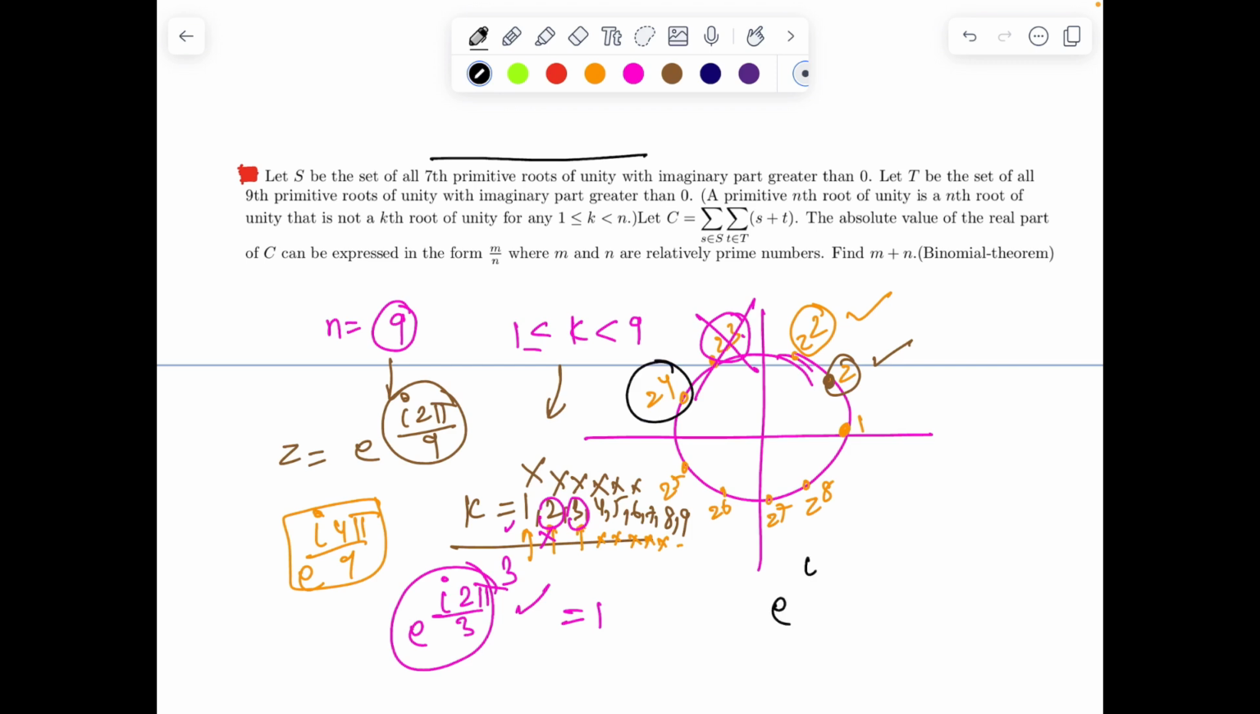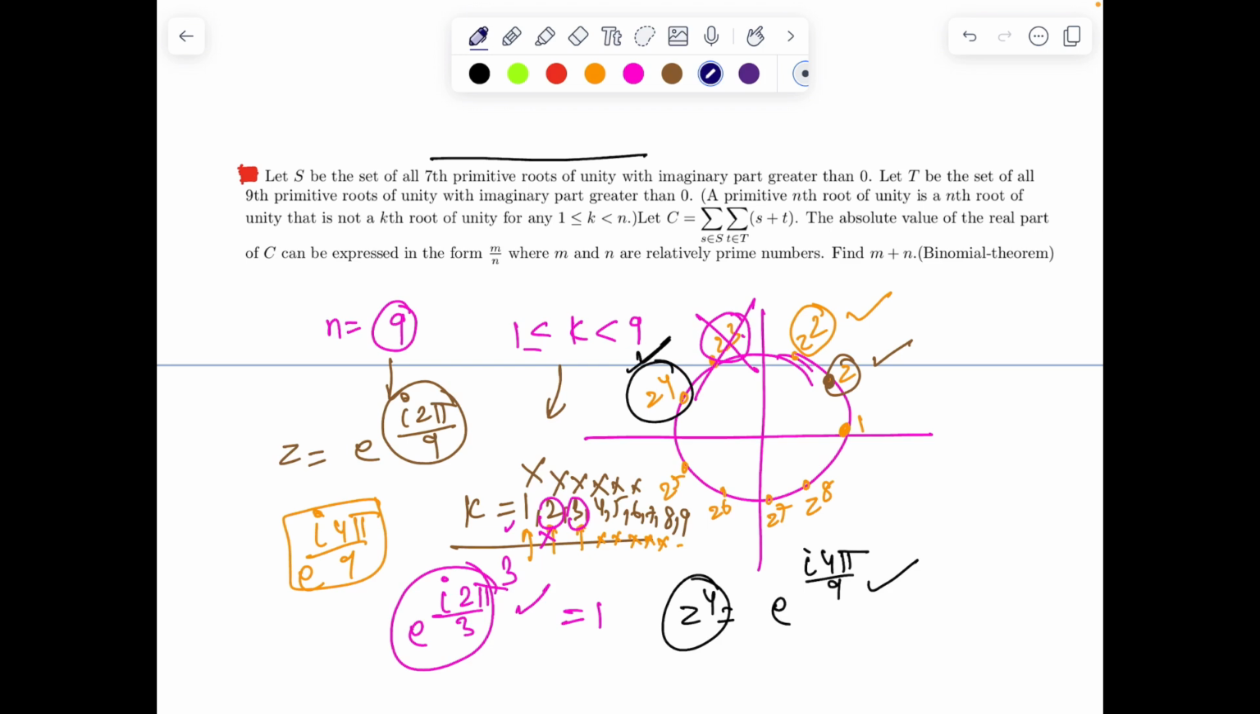Make sense? Similarly, if we check z4, it will become e to the power i 4 pi by 9. Now again try whether its power 1, power 2, power 3, 4, 5, 6, 7, 8 gives 1. No. So z4 also qualifies to be a primitive 9th root of unity. So comprehending the problem was important. Now I'm not calculating for 5, 6, 7, 8. By symmetry you can check.